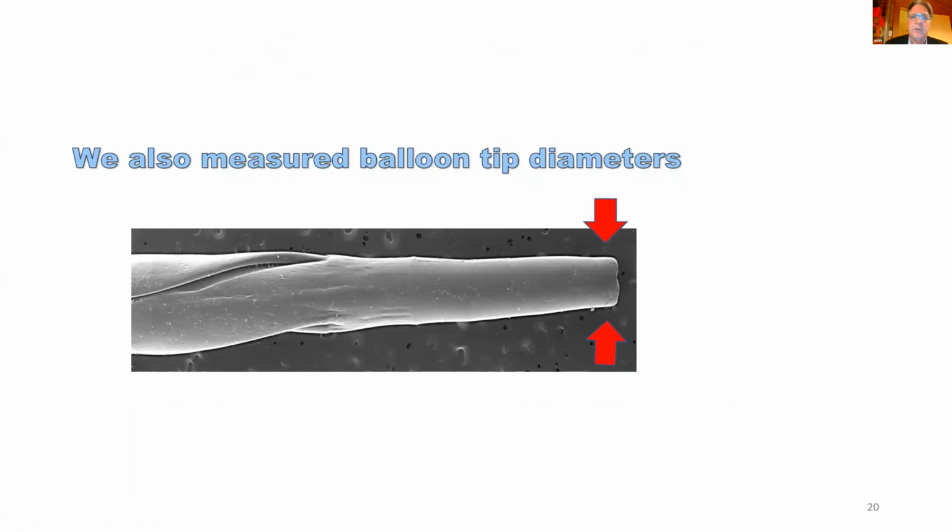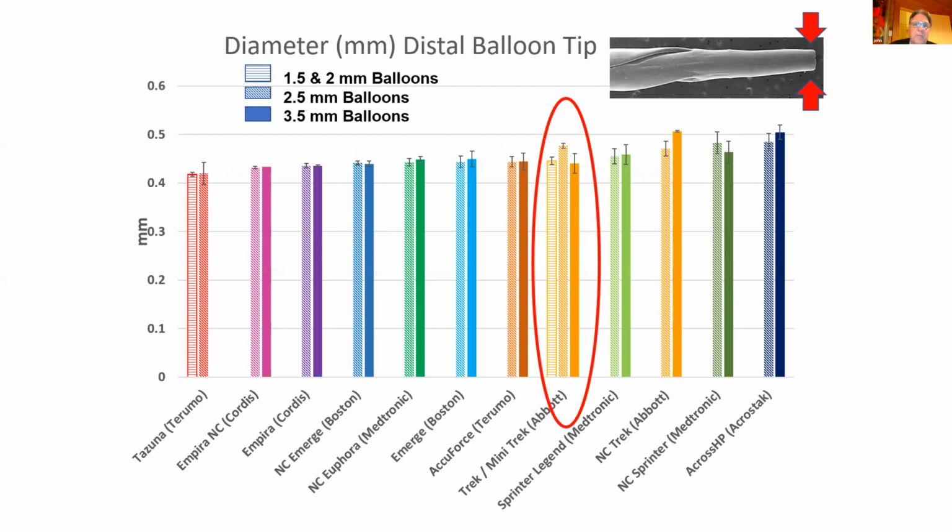We also measured balloon tip diameters. What we found was for different balloon sizes, 1.5 millimeter balloon, 2.5 millimeter balloon, 3.5 millimeter balloons, there was no difference really in the diameter of the tips. This means that choosing a lower profile balloon to cross through the side of a stent doesn't really make much sense, because the balloon tips of all sizes of a particular manufacturer are basically the same. That's the balloon tip, not the area where the balloon material is attached.